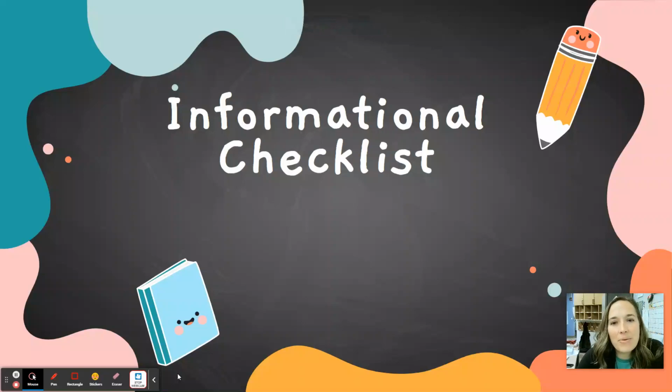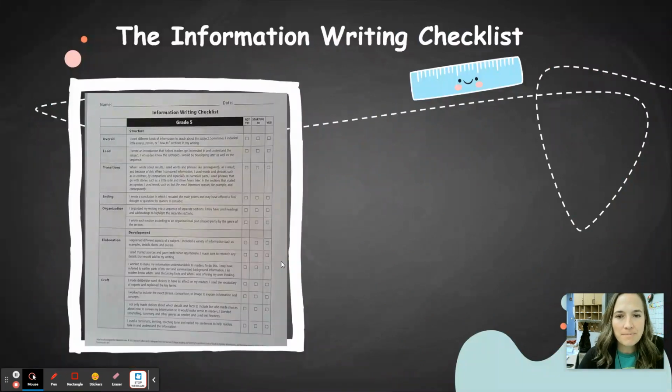Hey, fifth graders, today we're going to be talking about your informational checklist. So your informational checklist is just like your narrative checklist, actually. It's an opportunity for you to work with a partner to look through all the expectations, all the things that we've learned in this unit to see if you have mastered those items.